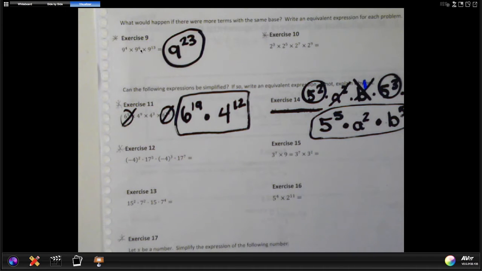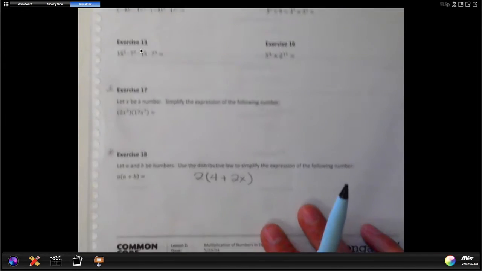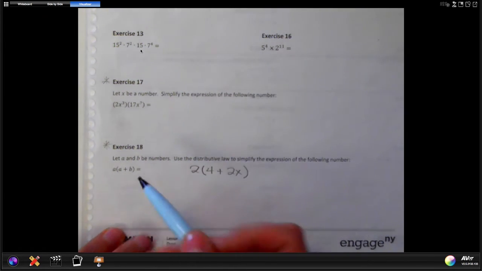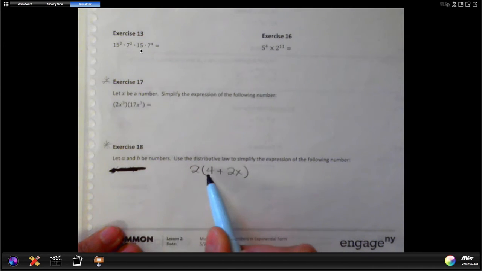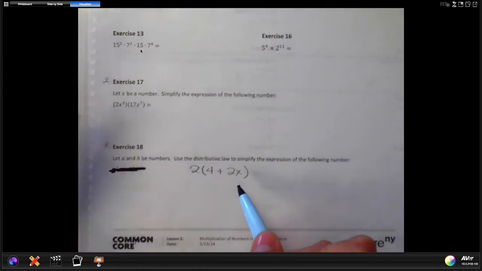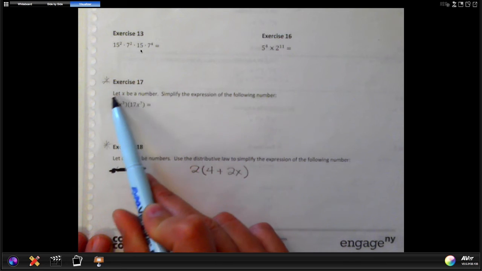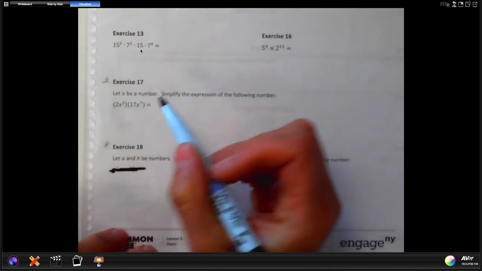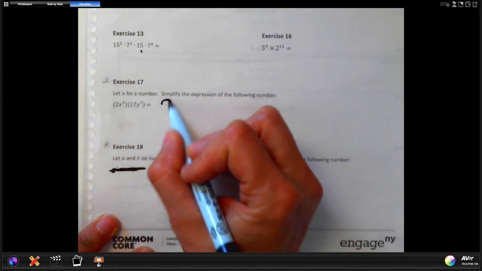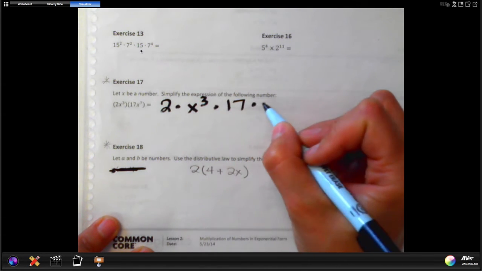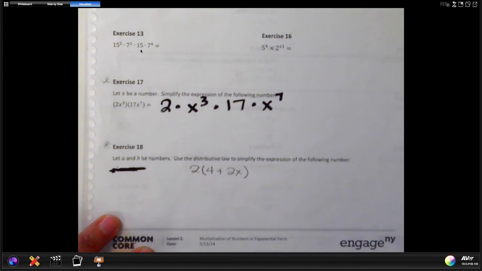Now, as we continue down, we're going to skip to exercise 17 and 18, really. And in 18, I'm going to use my own example, so I'm going to cross this one out, and we're going to use 2 times 4 plus 2x. But back to 17. Now, something to note is that anytime it's written like this and it's all kind of jumbled together, you can separate them, and I recommend you do that. This is really 2 times x to the 3rd times 17 times x to the 7th. Okay, and so that makes it look more like something we're familiar with.